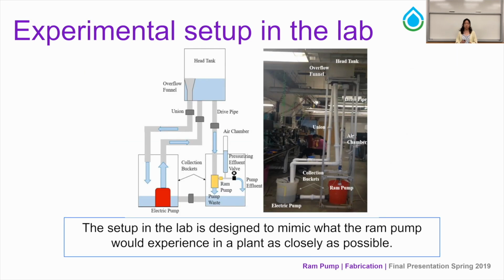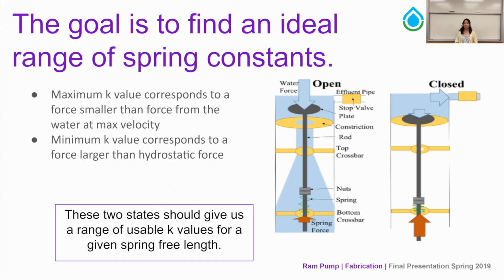And this repeats. And here's just our experimental setup in our lab, and it mimics the ram pump within a plant. We replaced the height difference between the head tank and the chemical stock tank with a pressurized air chamber to simulate it. And also we included a sump pump to have a running source of water so that we always have a filled head tank and a source of water flowing down through the drive pipe.